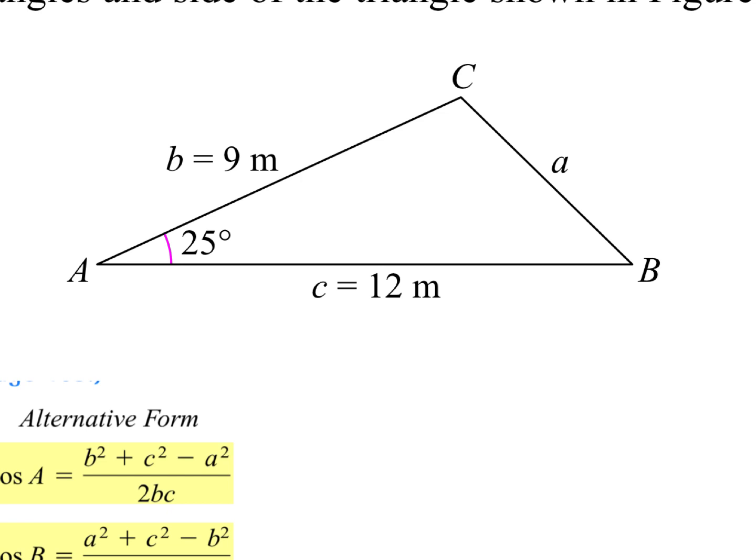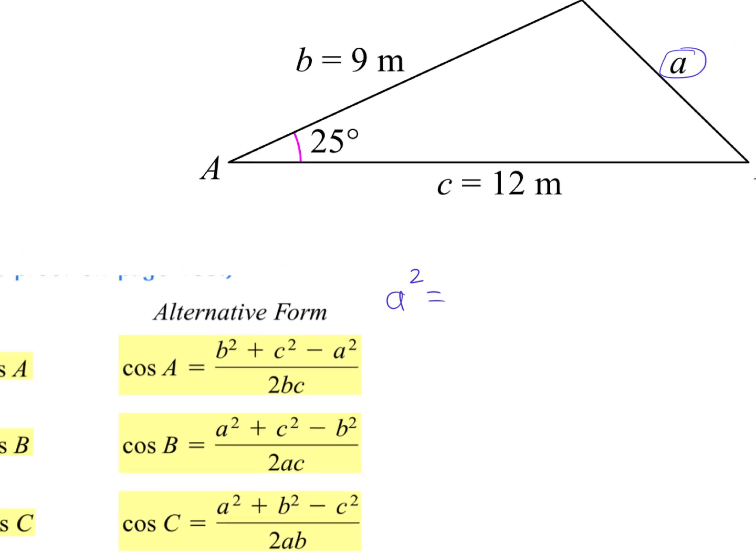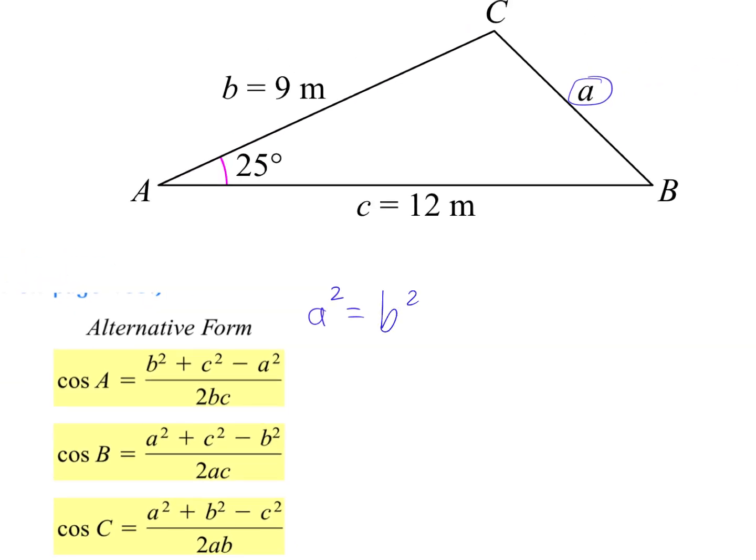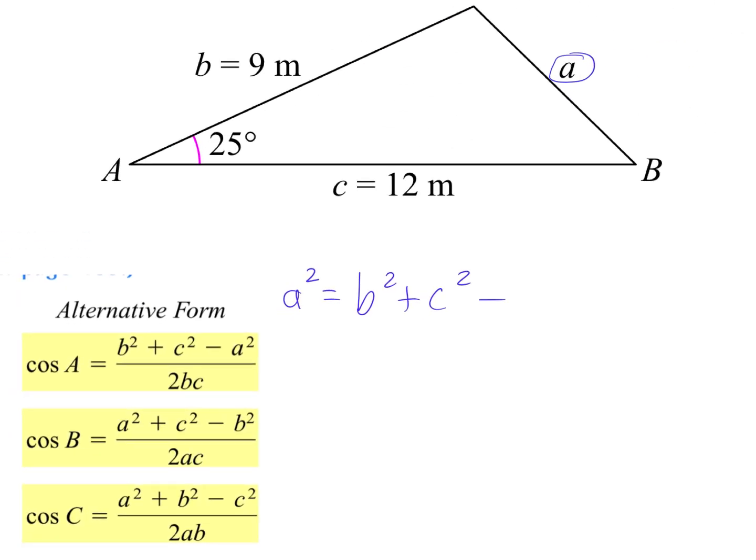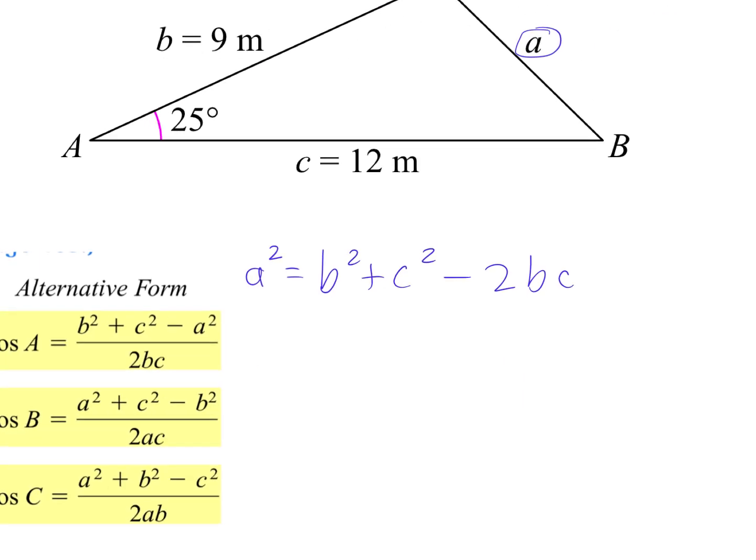So instead of finding an angle measure this time, what are we going to find? A side length. So I'm going to use a squared equals. Which formula am I going to use? A squared equals b squared plus c squared minus 2bc, right? Times the cosine of A.